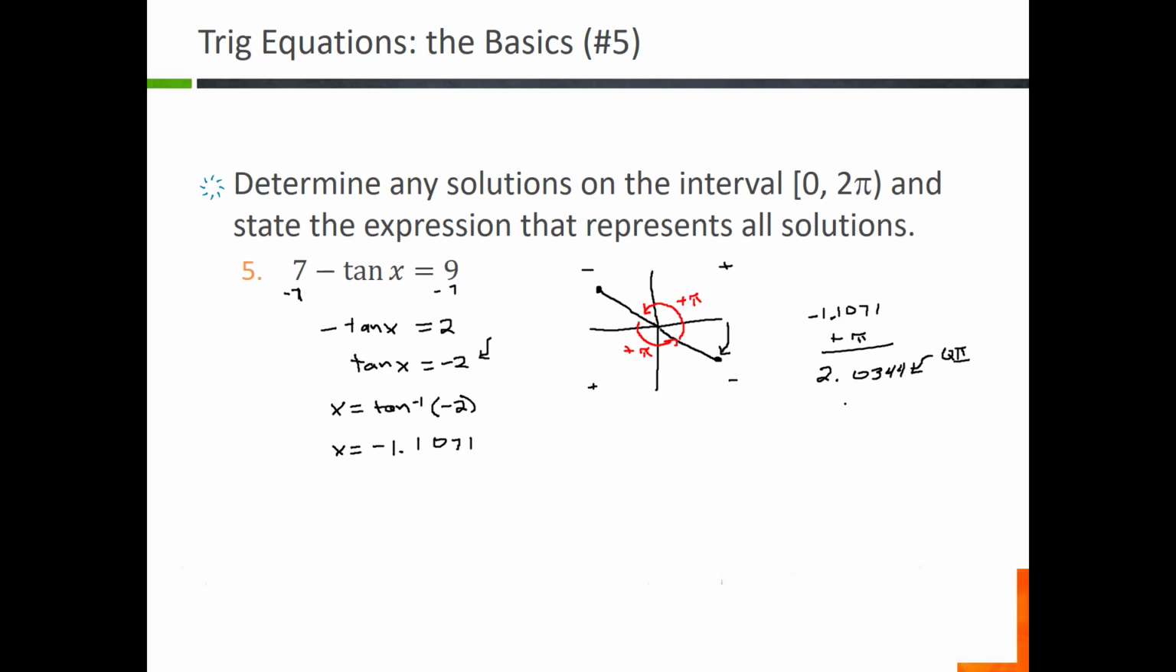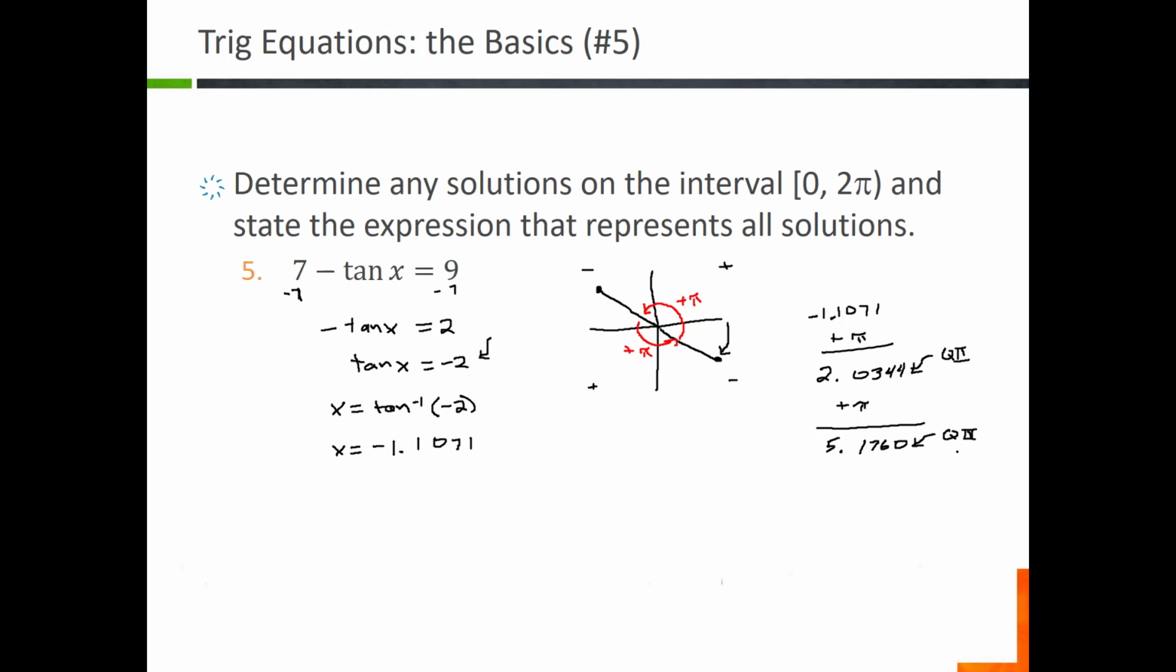Well, how do we get the fourth quadrant? We're going to add another pi to that, and that's going to give us 5.1760, again rounded to 4 decimals. That's the answer in the fourth quadrant.